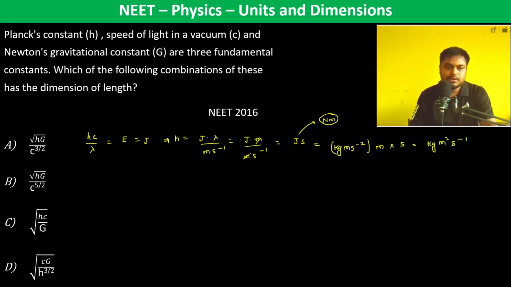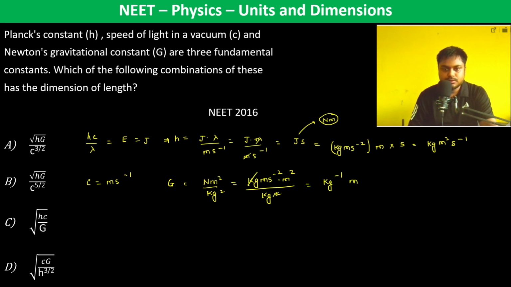Now speed of light in a vacuum, so c is m s minus 1 and G is Newton meter square per kg square. So therefore kg m s minus 2 into m square divided by kg square, gone. So this is kg to the power minus 1 meter cube s to the power minus 2. Okay, now which of the following combinations has the dimension of length?